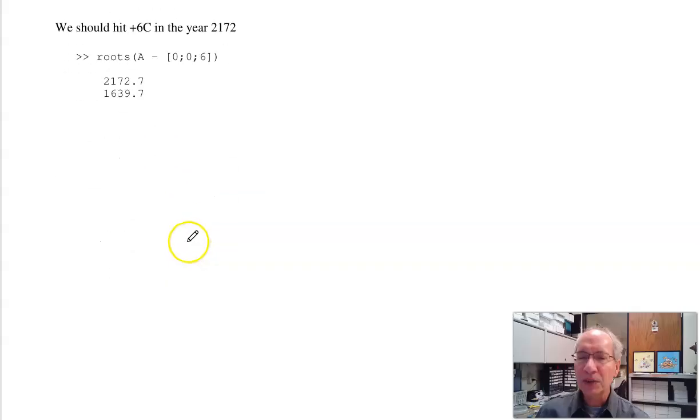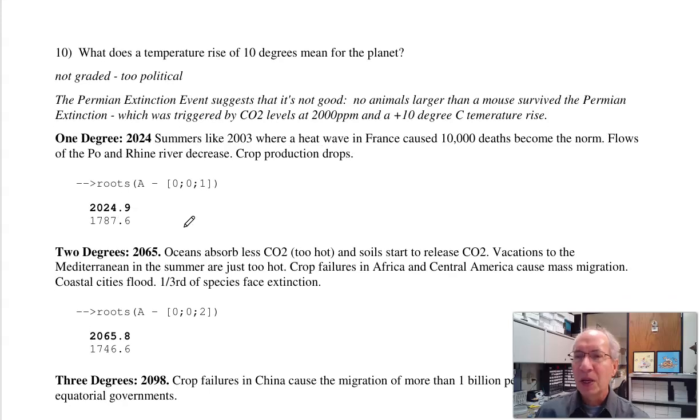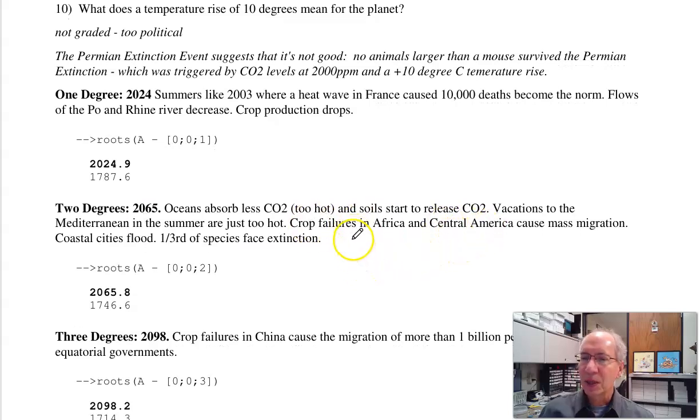The last problem isn't graded just because it's too controversial. Well, it's too political. But if you search the web, there are different sites that will talk about what happens with different temperatures. 1 degree, based upon the last problem's parabolic curve fit, we should hit that in 2024. What that means is we've already hit it. You're going to have river flows decrease, crop production is affected. 2 degrees, about 2065. It's going to be too hot to take vacations to the Mediterranean or Gulf of Mexico in the U.S. You start getting crop failures in Africa, Central America, flooding.